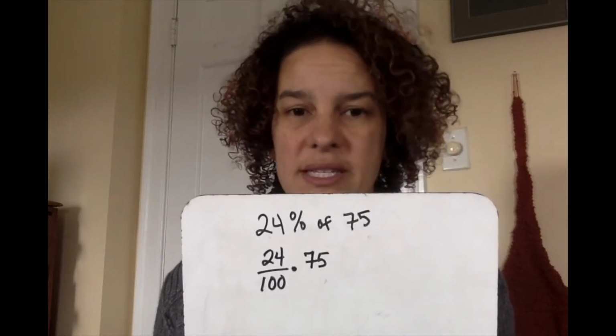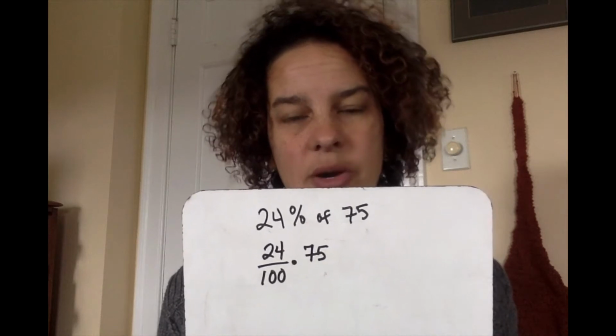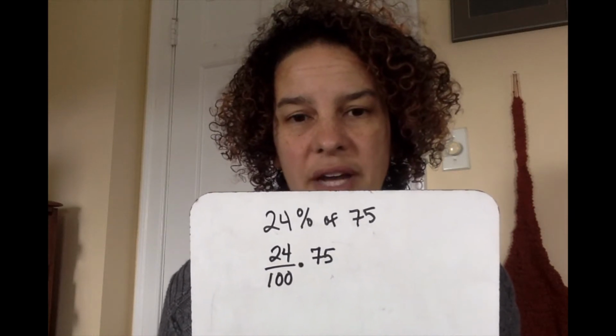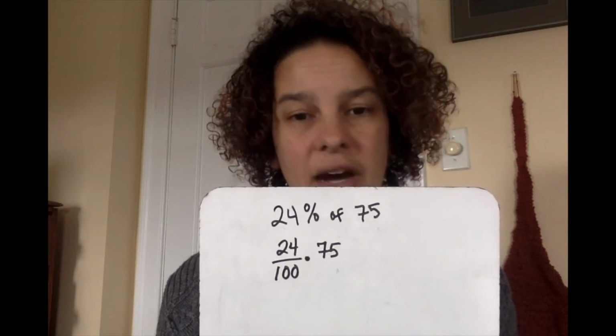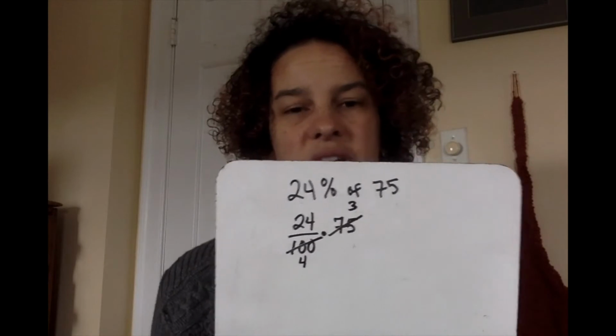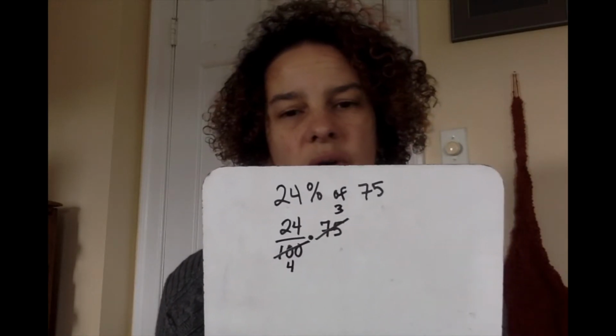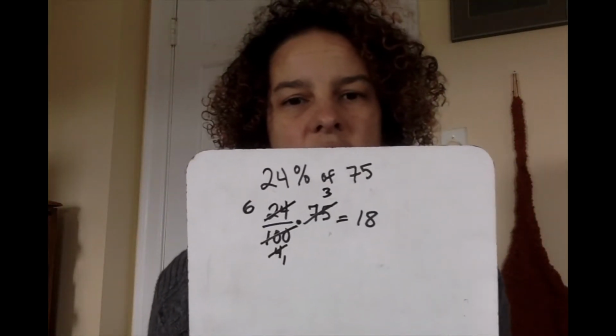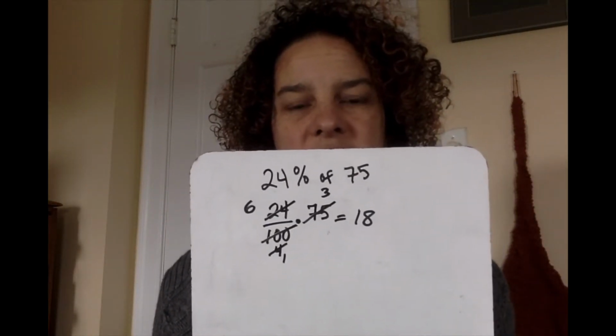And again, I float my 75 to remind myself that it's actually over 1. Now I'm going to reduce my fraction by dividing both 75 and 100 by 25. 25 goes into 75 3 times, and 25 goes into 100 4 times. Now I'm going to further reduce my fraction because 4 goes into 24, so 4 goes into 4 once, and 4 goes into 24 6 times. So that leaves me with 6 times 3, or 18. So 24% of 75 is 18.